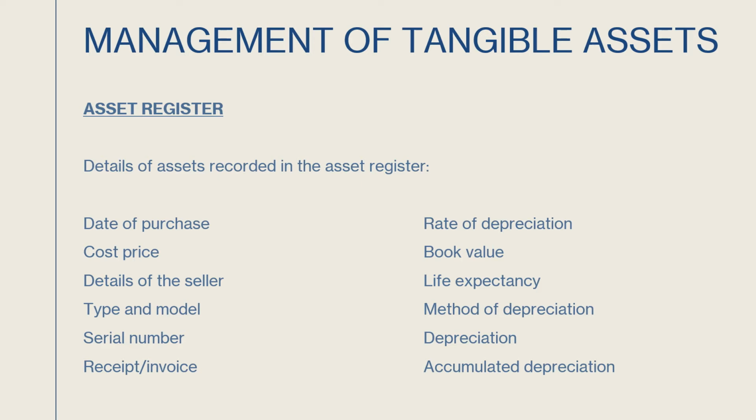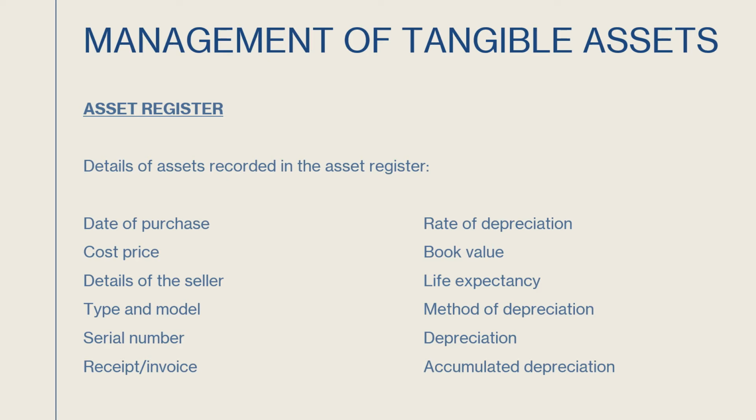Then also the rate of depreciation. Obviously we have to decide how we are going to make provision for depreciation, the percentage that we're going to depreciate by, as well as the method of depreciation that we are going to use. Then also the book value. Obviously we need to know at any given point in time what the market value of those assets is. The life expectancy of the asset: how long do we expect to use it in the business before it is disposed of or before it becomes obsolete.